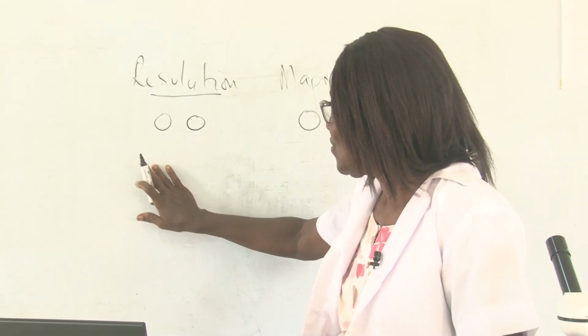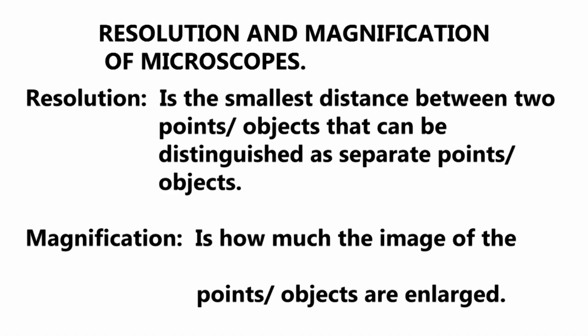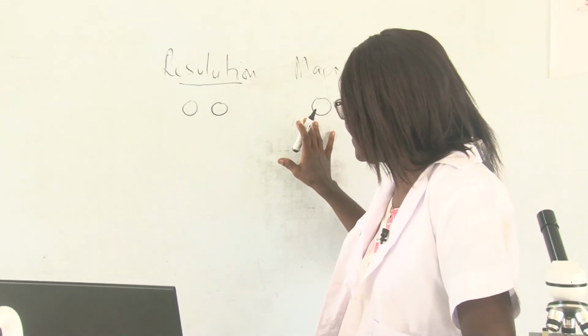Now let's look at the difference between resolution and magnification. Resolution is the smallest distance between two objects at which they can be distinguished as two separate points. Magnification is how much larger the organism or the specimen is. All right? Now let's look at the differences between resolution and magnification.